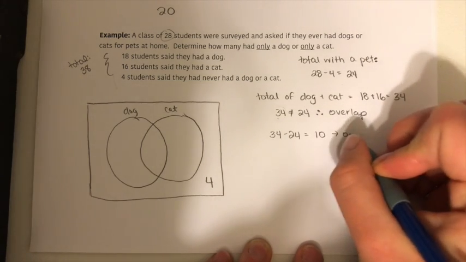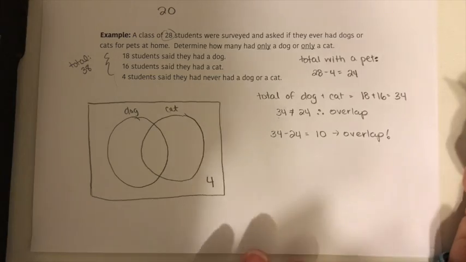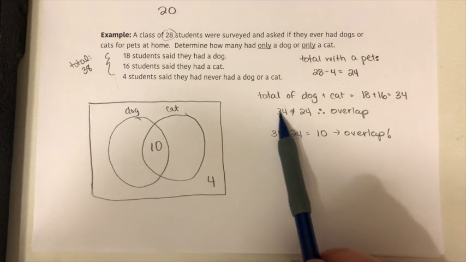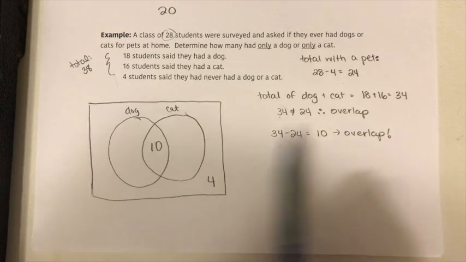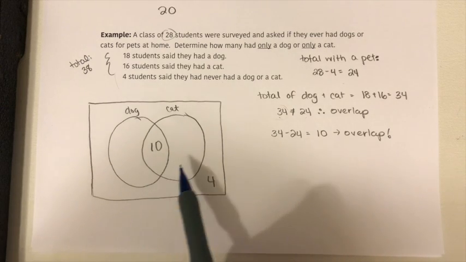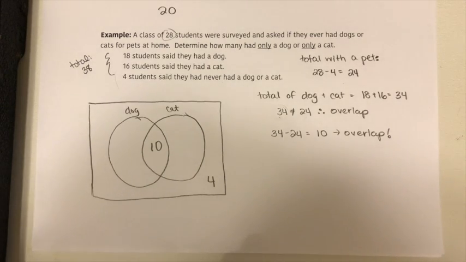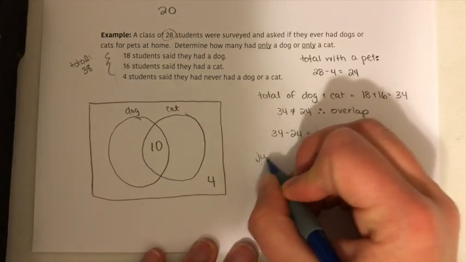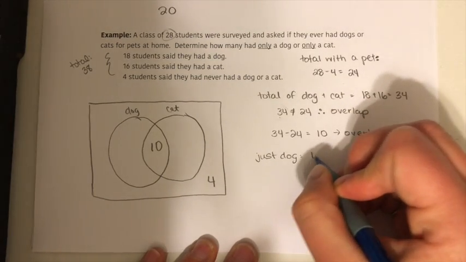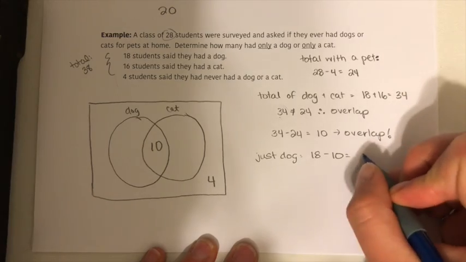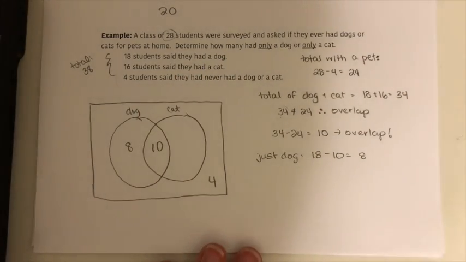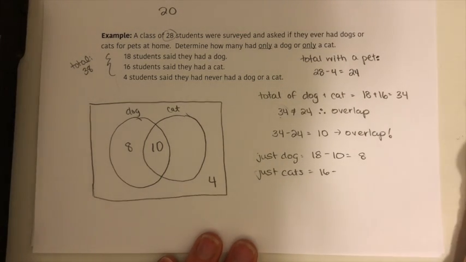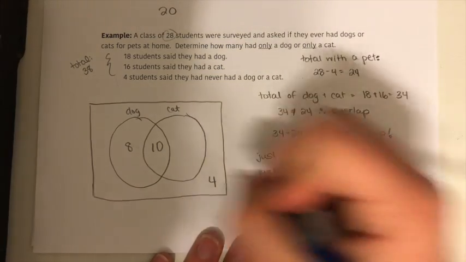So that is our overlap. So 10 people, because there's 10 extra compared to what we should have had, that means that 10 people have both, and they identified in both of those 2 columns. Okay, so then we can use that number to figure out how many have just a dog. So that would be the 18 who said they have dogs minus the 10 that are in the overlap, and so that would give us 8. And then we could figure out just cats. That'd be the 16 that said they had cats minus the 10 who have both, so 6.